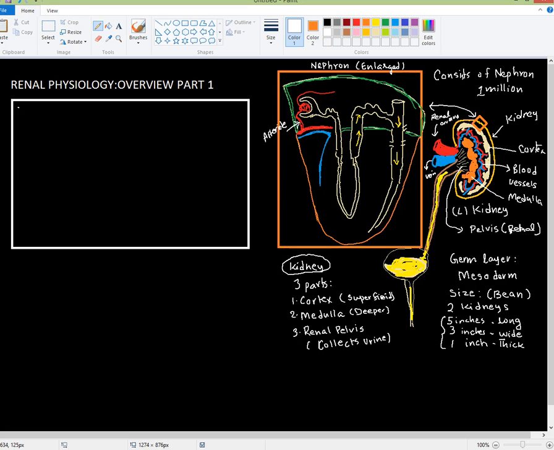So the renal artery goes to the first capillary network or tuft of capillaries. Okay, tuft of capillaries, that's called glomerulus. And from glomerulus, the blood is filtered, and the stuff that is not filtered is carried by the efferent arteriole.